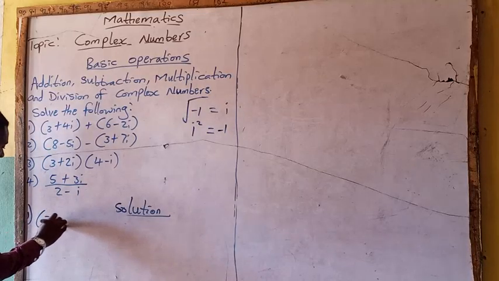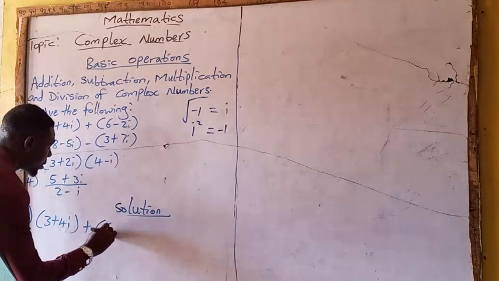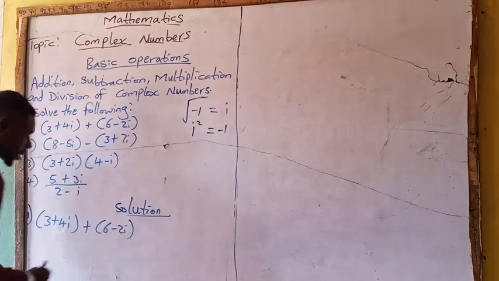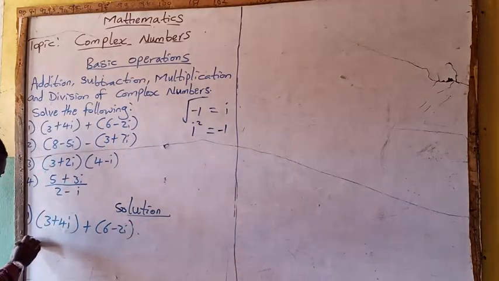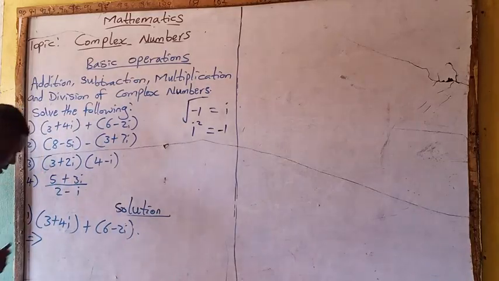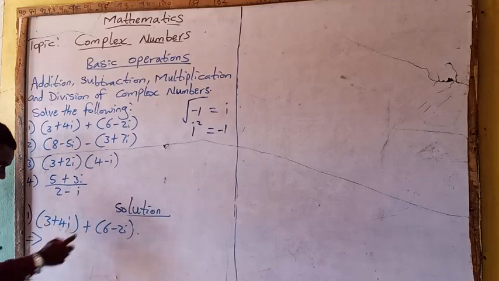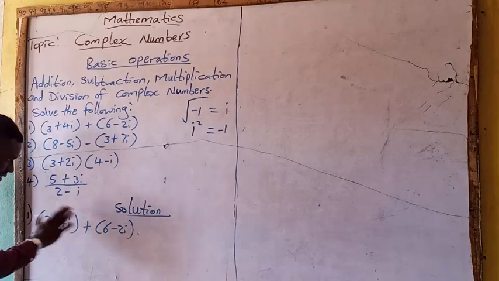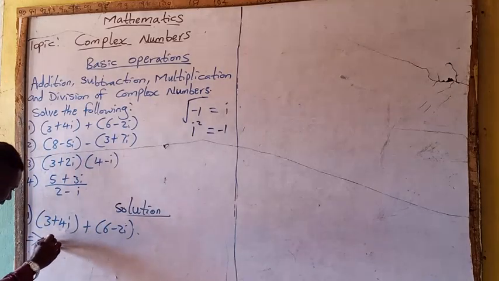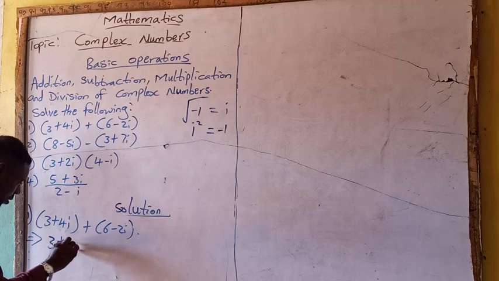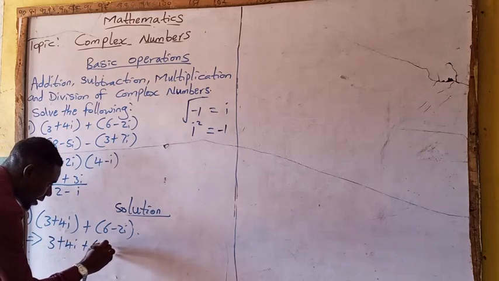(3 + 4i) + (6 - 2i). Now this implies that, look, I will open this bracket. There is an invisible plus here. There is a plus here. So if I have a plus outside, it's very easy. Just bring everything out. You have 3 + 4i + 6 - 2i.